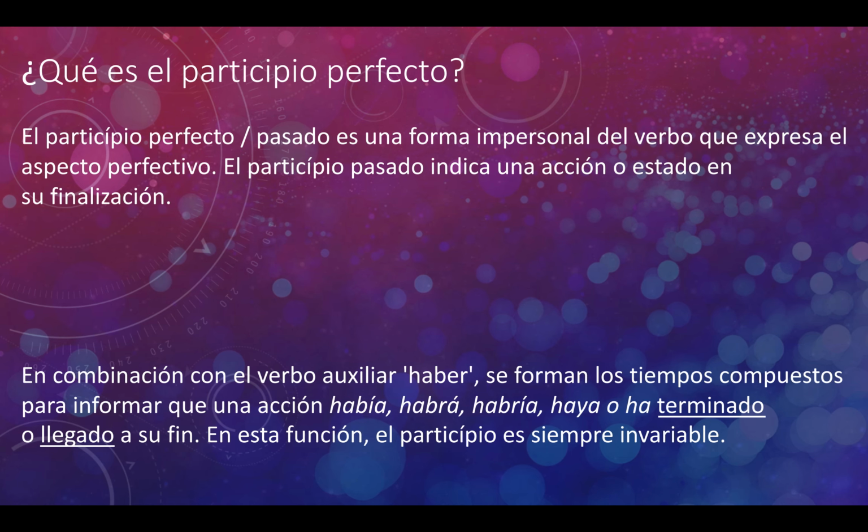¿Qué es el participio perfecto? What is the perfect participle? The perfect participle is an impersonal form of the verb that expresses the perfective aspect. The past participle indicates an action or state in its finalization or in its completion. So it's impersonal, it doesn't change for person and number like other verb forms and other tenses do. This is not a tense, this is a participle. It's part of a tense, potentially, as we'll see here.